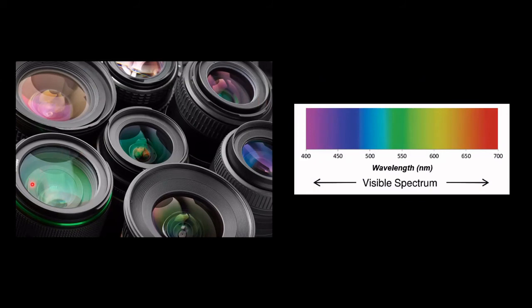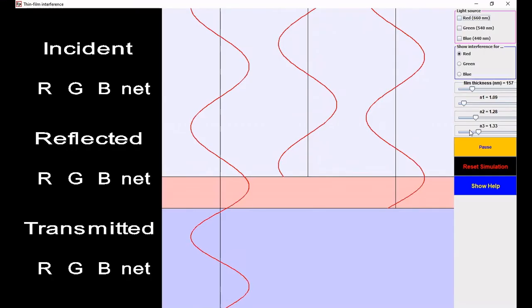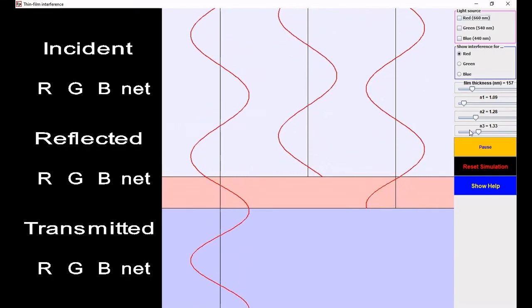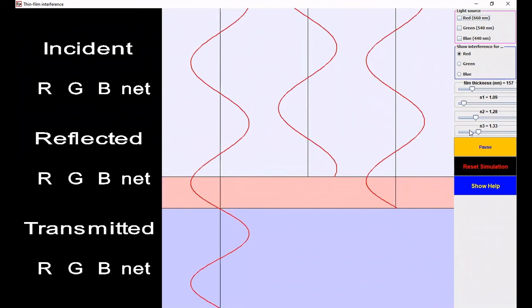Now, this lens over here evidently was tuned the opposite way. Maybe this lens was made to preferentially not reflect purple or not reflect red. And as a result, the coating will reflect constructively green light. It's worth checking out one more thin film interference simulation here.